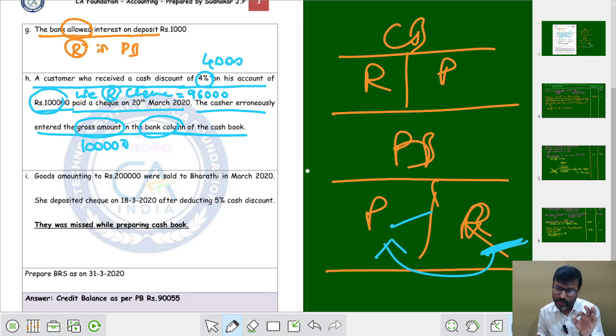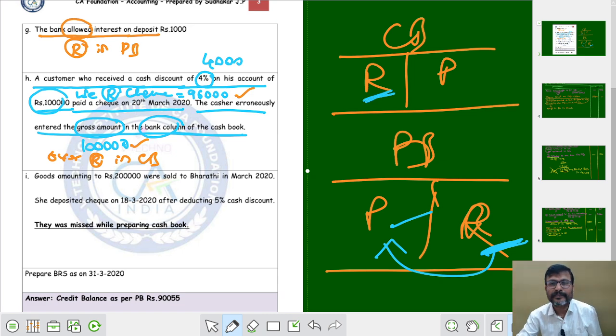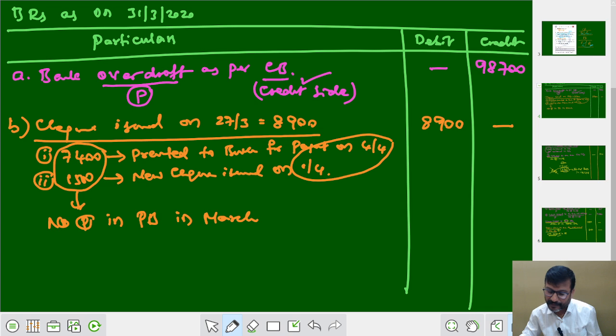See, my dear kids, so carefully. We have received a check from the customer. After deducting the discount of 4%, we received from the customer how much? 96,000. But the cashier entered how much? 1 lakh rupees in the cash book. It means what? Over receipt in cash book. Over receipt in cash book means over debit in cash book. We have to take it on the credit side. How much we have to take? Only 4000.